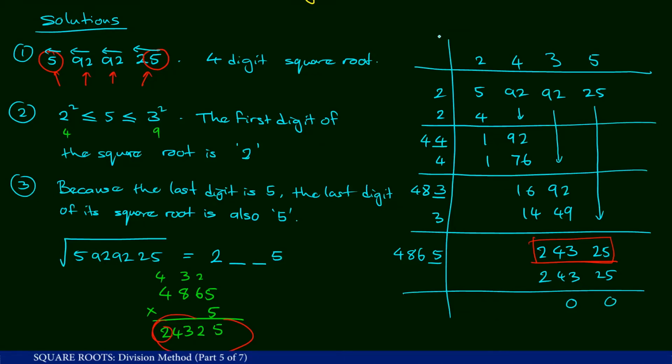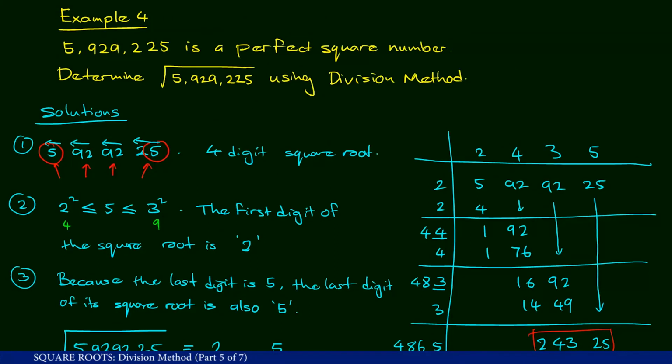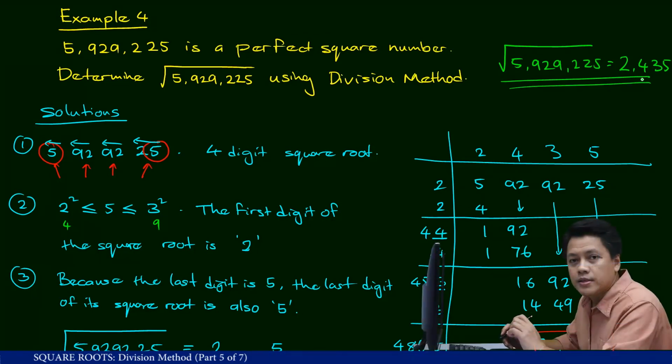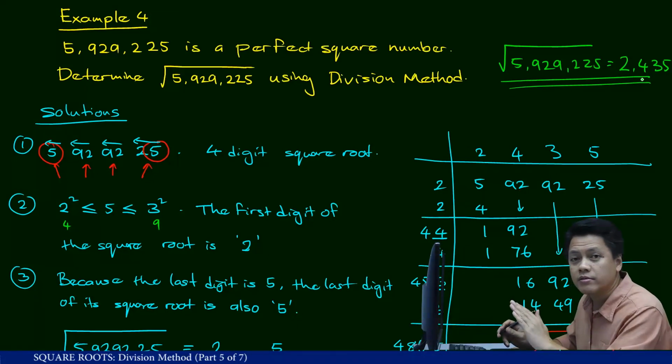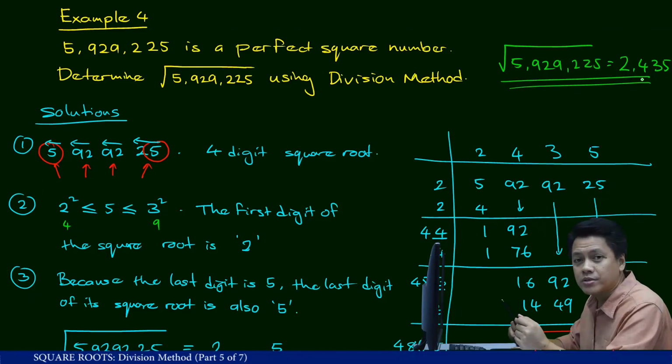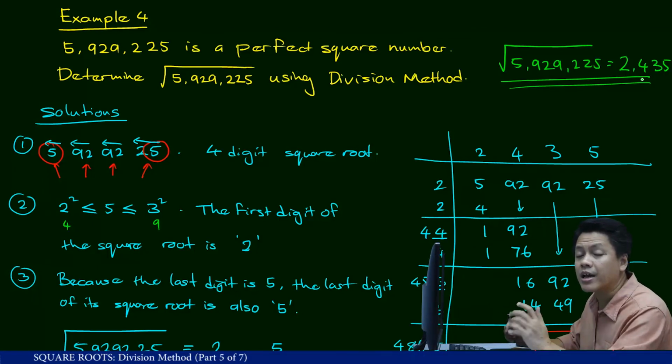So finally, we can give our answer to the question here. The square root of 5,929,225 is equal to 2,435. Okay, it is a very long number, but we are able to find the square root of it in roughly 10 minutes.